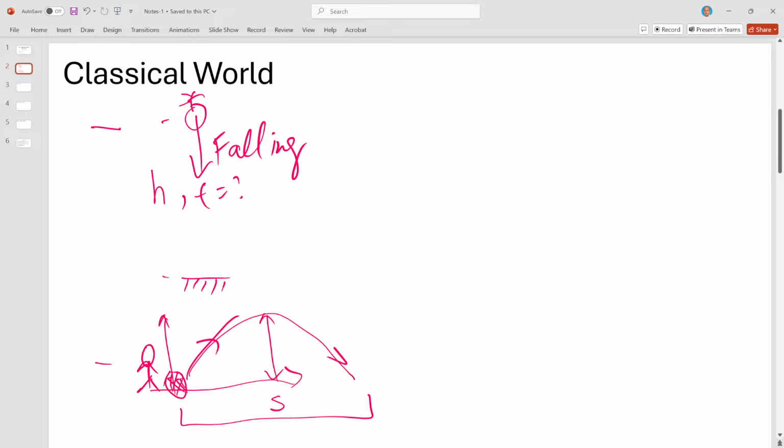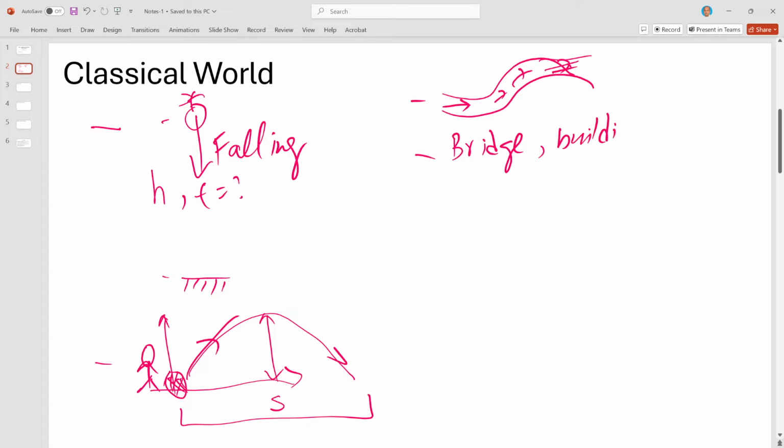And there are other types of problems in the classical world that we can think of. For example, how a fluid flows through a pipe, or maybe how to construct a bridge or a building so that it has some required features, where we might have several mechanical parts stacked on each other, and we want to maybe work out the stability or its resilience to earthquakes and so on.